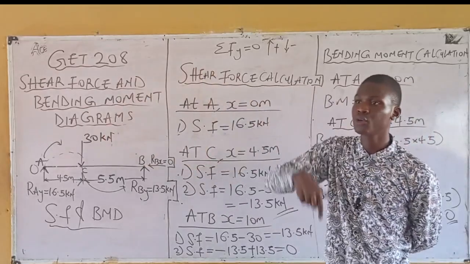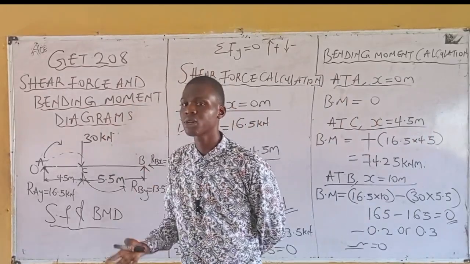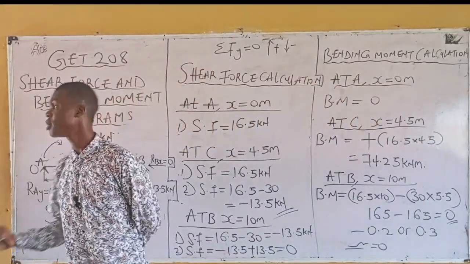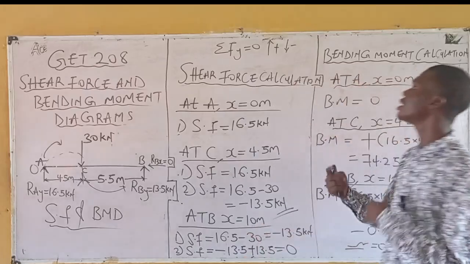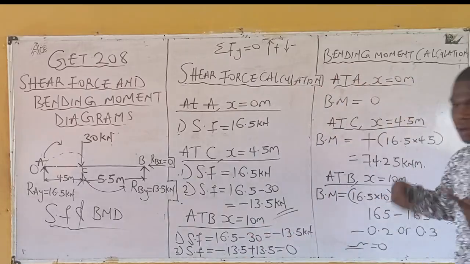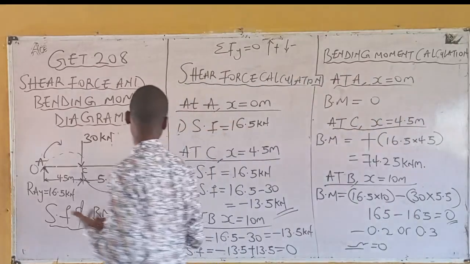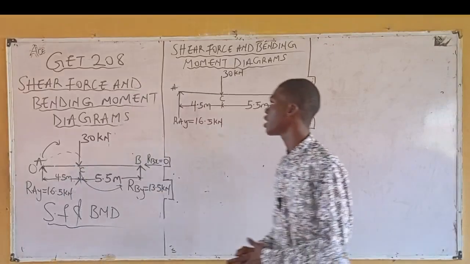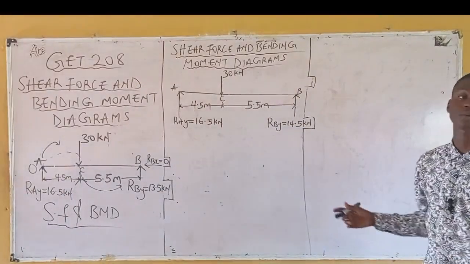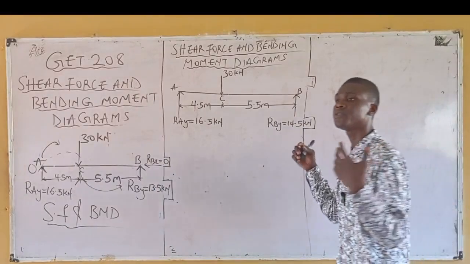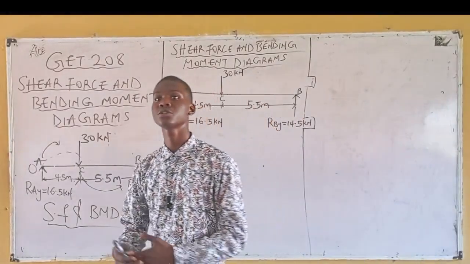Your shear force value and your bending moment value, you are plotting it on what? A graph sheet, right? So let's do that. Meaning, draw another diagram: the shear force and bending moment diagram. So far, we've calculated the support reactions. We've done the shear force and bending moment calculations, right?